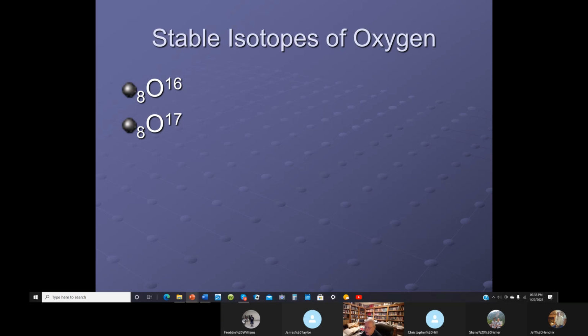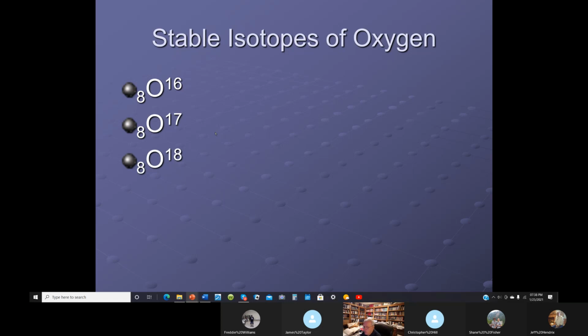This still is oxygen, because it has 8 protons in the nucleus, but it has 17 particles in the nucleus instead of 16 like the normal one does. Most oxygen atoms have just 16 particles in the nucleus, 8 protons, 8 neutrons. This isotope has 8 protons right here, but it has an extra neutron, making it 9. So it has 9 neutrons and 8 protons in its nucleus. So it's still oxygen because it has 8 protons.